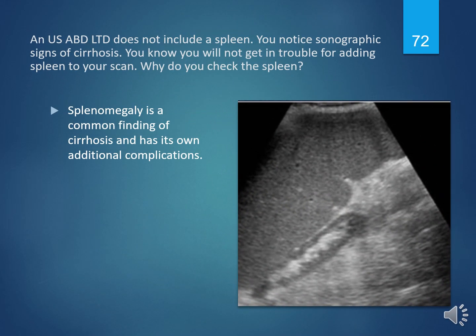An ultrasound abdomen limited does not include a spleen. It's just the right upper quadrant, not the left. If you notice sonographic signs of cirrhosis, you know you will not get in trouble for adding the spleen to your scan. Why do you check the spleen? You check the spleen to get measurements because splenomegaly is a common finding of cirrhosis and it has its own additional complications.